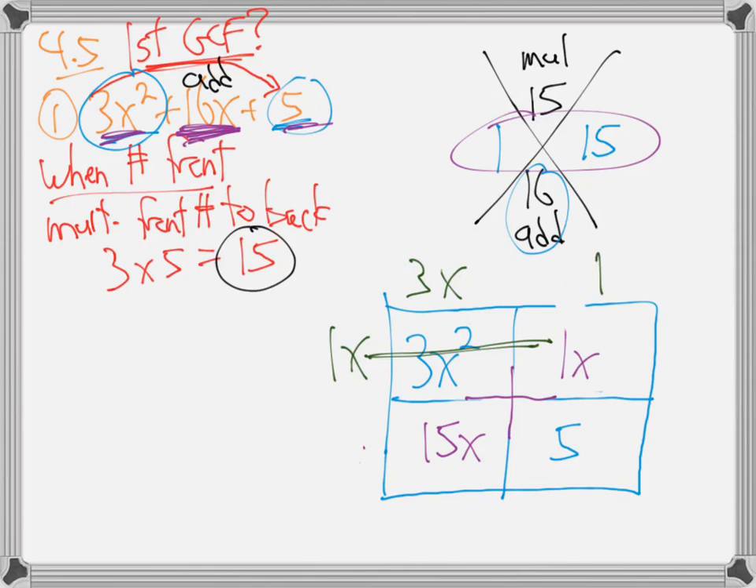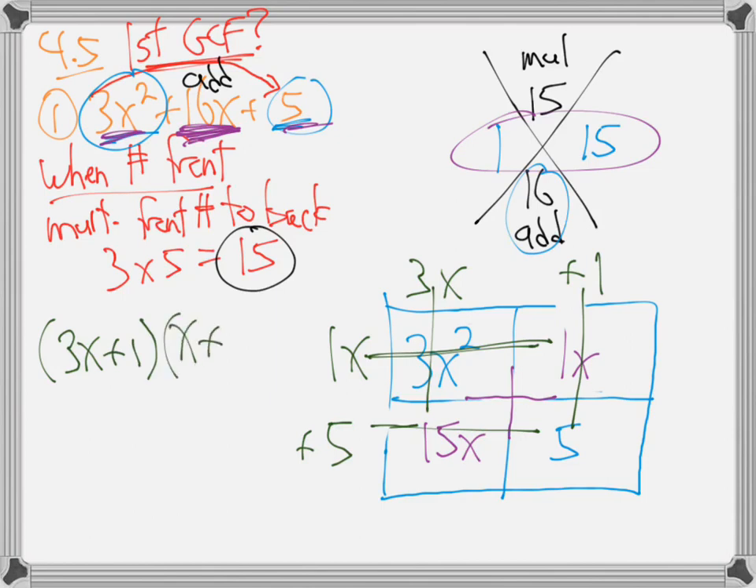Now, what goes here? 3x times what will make 15x? 5. So 5 goes here. And double check the last box. 5 times 1, 5. Beautiful. See how that's making everything work? And what's the sign on all this stuff? Yeah, there's no negatives anywhere. So this is positive, this is positive. So therefore it's 3x plus 1, x plus 5.